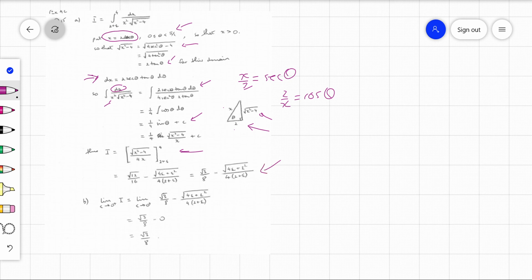And the whole point of doing that is to say, right, now we're going to look at the limit as epsilon gets really, really small, so it goes towards 0. If we do that, you can see this second part here will just go towards 0. So we just get root 3 on 8 as our solution.